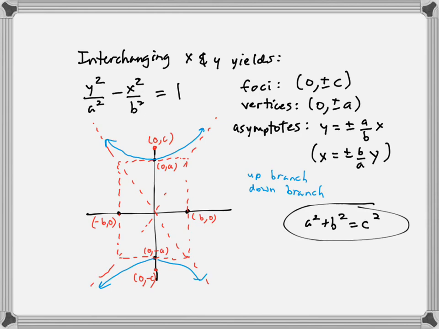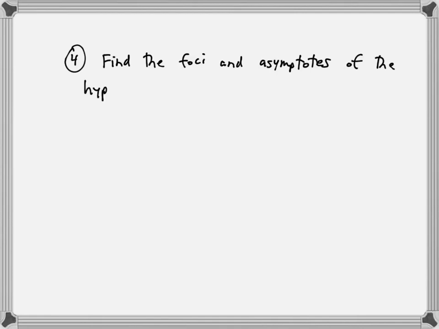Okay, let's do a quick example here. Let's call this problem 4. I want us to find the foci and asymptotes of the hyperbola 4x squared minus 9y squared is equal to 36.